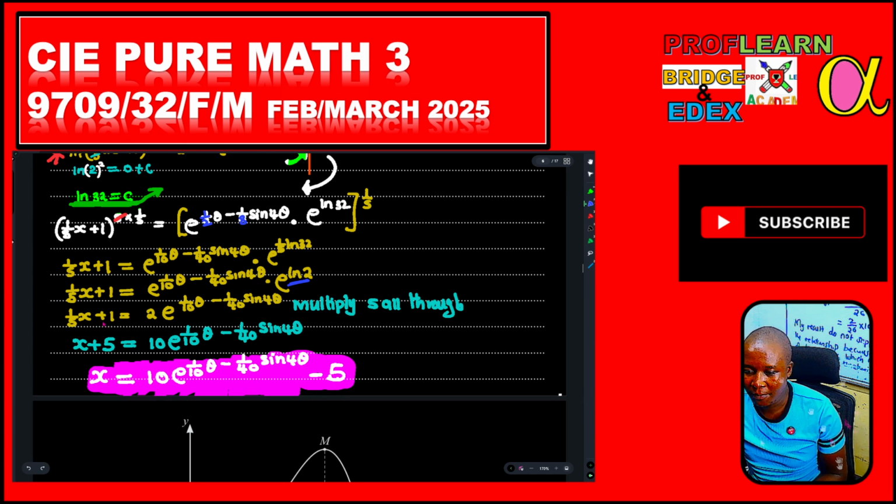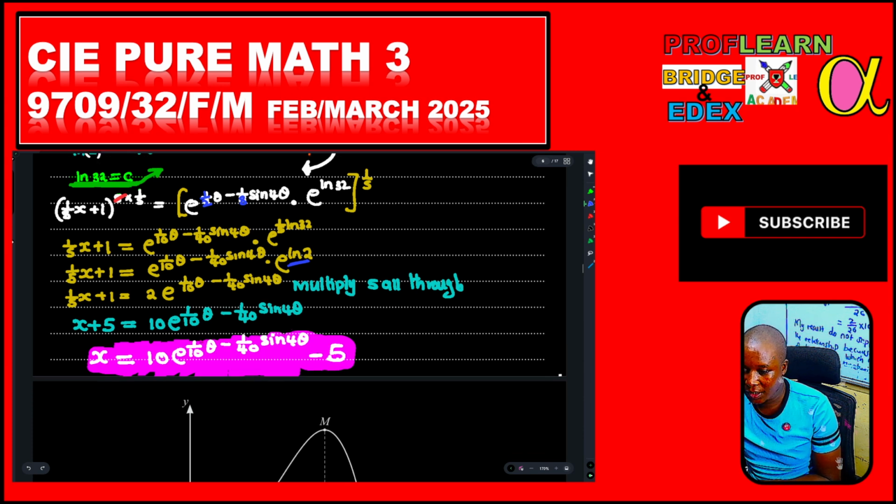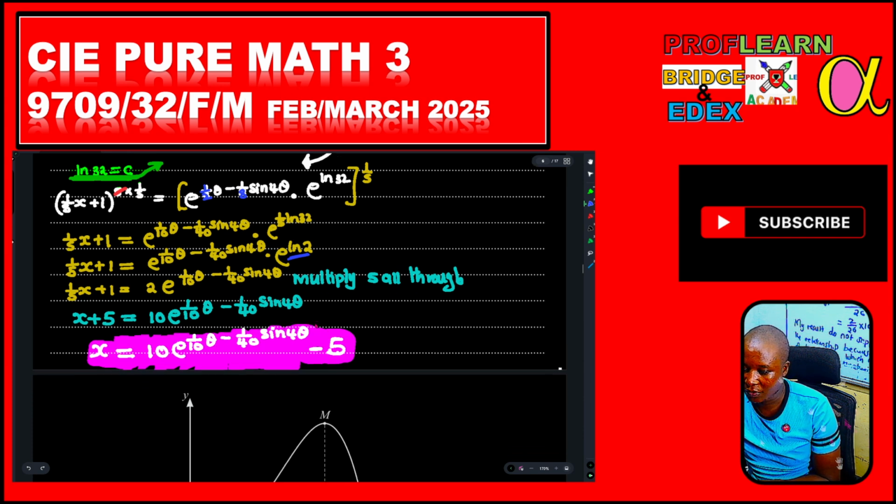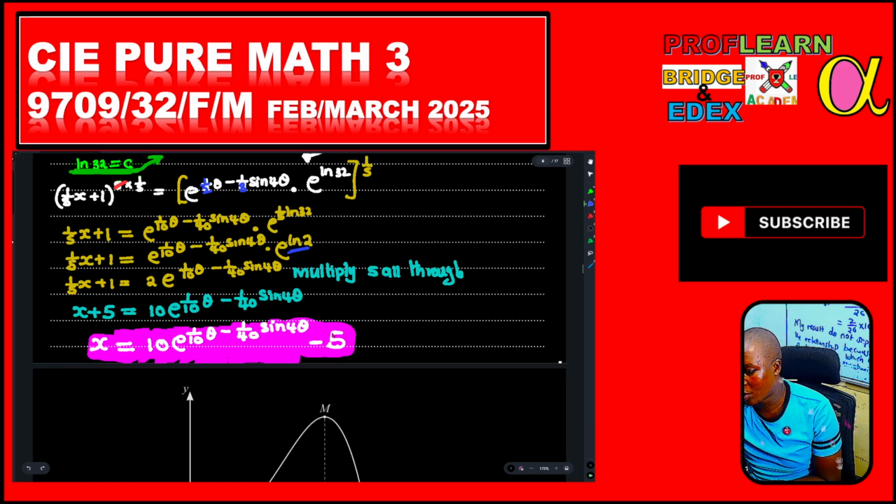We can multiply all through by 5 so that we get rid of this fraction 1 over 5. So we shall have x plus 5 equals 10, because 5 times 2 will be 10, is equal to 1 over 10 theta minus 1 over 40 sine 4 theta. So we have that, and then we shall take this 5 to the other side of the equal sign, so that we have our answer like that.